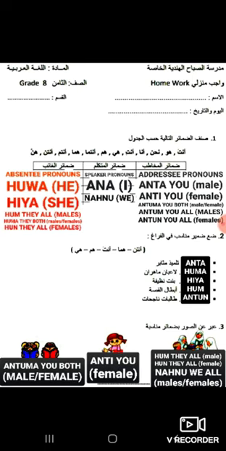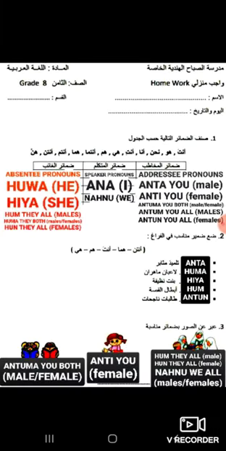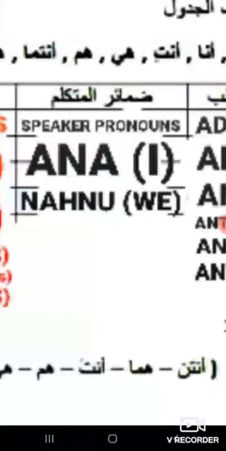Ana and nahnu. These are the only two words you have to know. This one right here: speaker pronouns, meaning the first person pronouns, the one who speaks. If I'm speaking, I'm the speaker, and I'm the first person. It's called ضمائر المتكلم, pronouns of the speaker, or pronouns of the addresser, or the first person in English. Ana, I, nahnu, we. That's it. So you already know one category of pronouns in Arabic. Ana means I, nahnu, we.